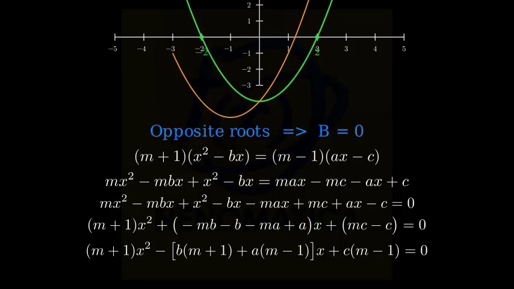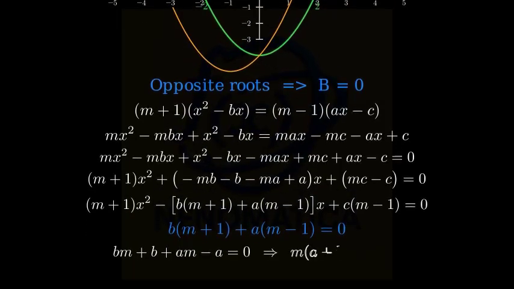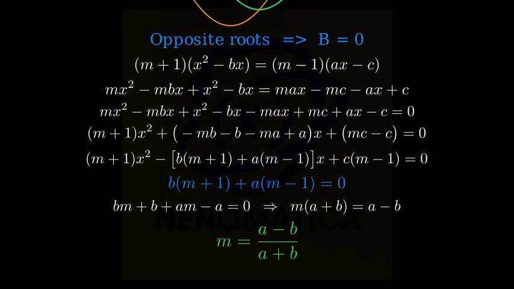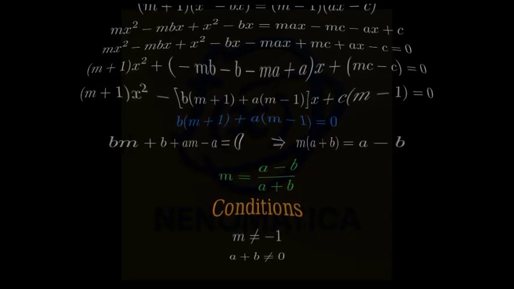Now, the key step. For opposite roots, the sum of roots is 0, which means the linear coefficient b must be 0. Set the bracketed factor equal to 0 and solve for m. We must also note conditions. m cannot be -1. Otherwise, the original right-hand side is undefined, and a plus b cannot be 0 for the solution formula. Under these conditions, m equals the fraction a minus b over a plus b.